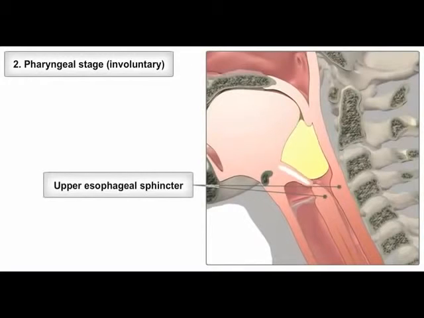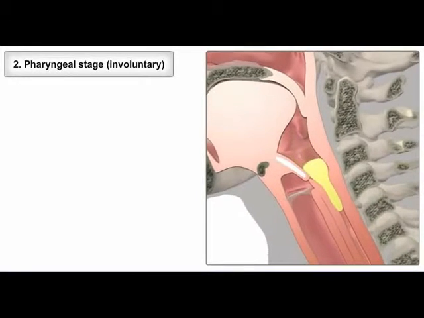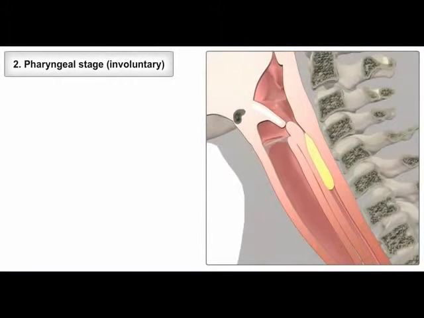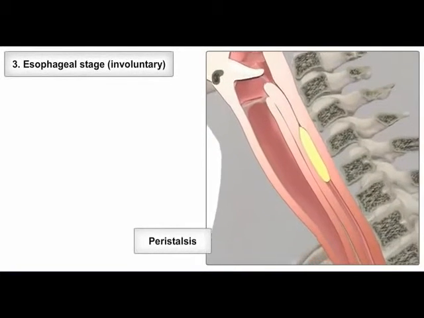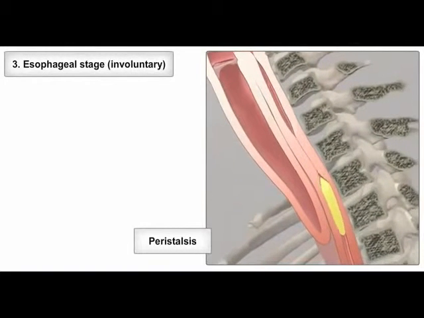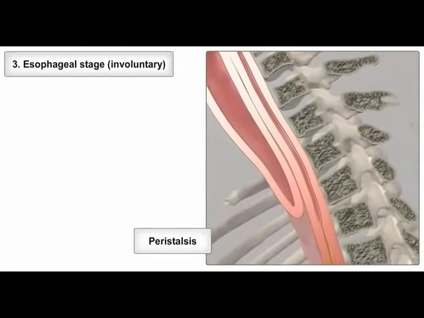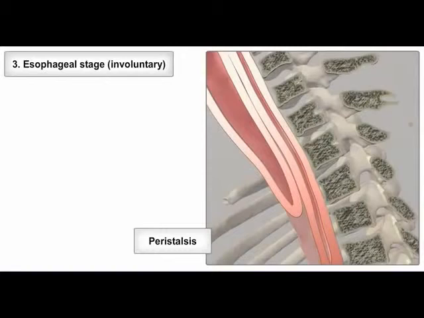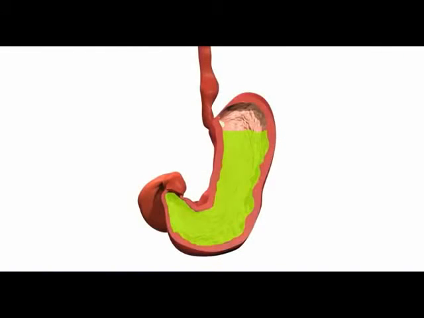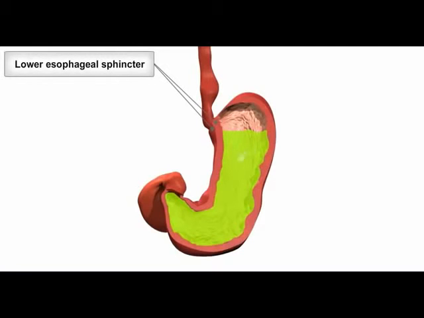The upper esophageal sphincter relaxes to allow the bolus to move into the esophagus, and contracts to reduce backflow into the pharynx. In the final esophageal stage, the bolus is pushed onward by peristalsis, a progression of involuntary wave-like contractions of the circular and longitudinal smooth muscles of the esophagus. As the bolus approaches the end of the esophagus, the lower esophageal sphincter relaxes and the bolus moves into the stomach.